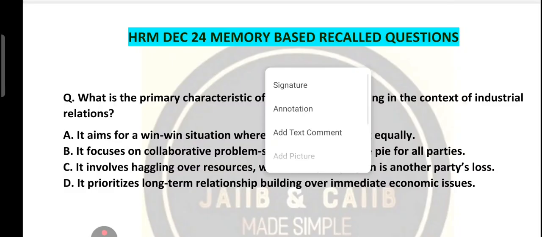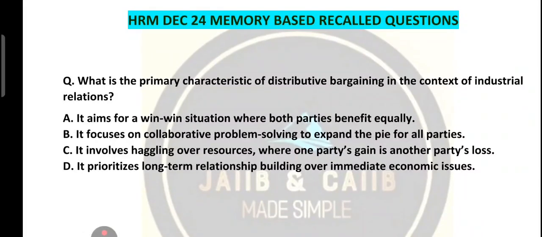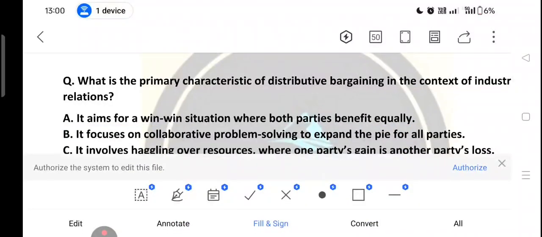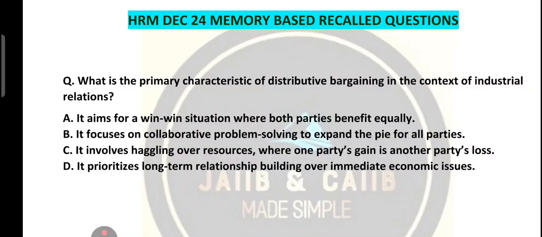Now friends, let's look at the next question. For every concept I provide you a real life example to make your concept clear, to relate it to real life. Now what is the primary characteristic of distributive bargaining in the context of industrial relations? Very good question. Option A, it aims for a win-win situation. Option B, it focuses on collaborative problem solving. Option C, it involves haggling over resources. Option D, it prioritizes long-term relationship building.